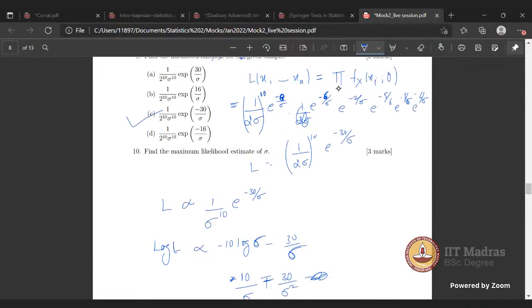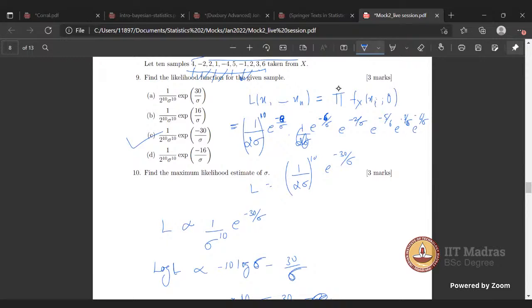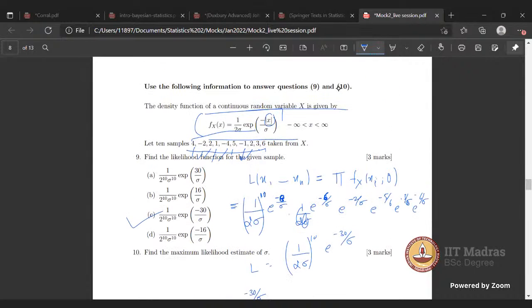So don't try to write very complicated expressions and then use exercise and then substitute. If you know the sample, directly substitute it into your PDF function and then solve it. It will be much easier to do that.